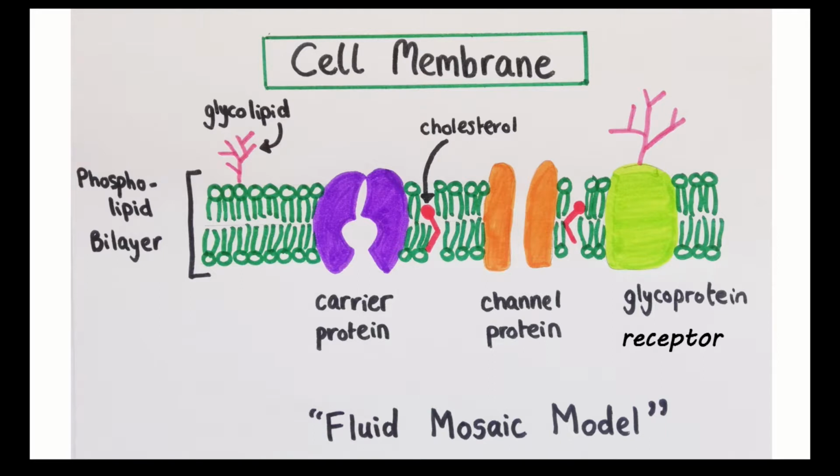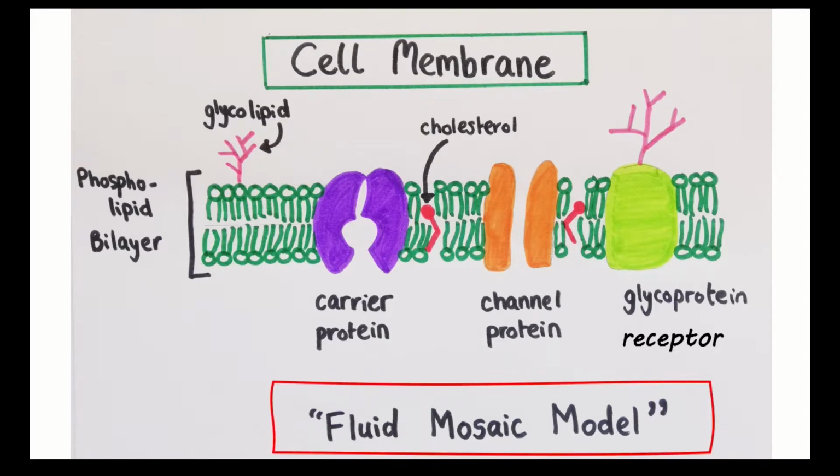The structure of the cell membrane that we have just described is known as the fluid mosaic model. This is because the embedded proteins are constantly moving around through the phospholipid bilayer.